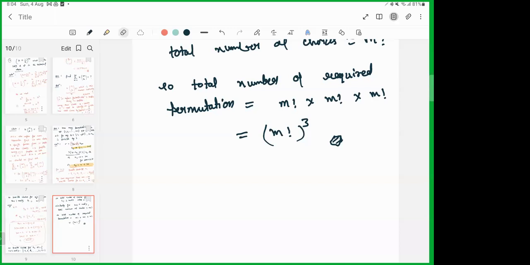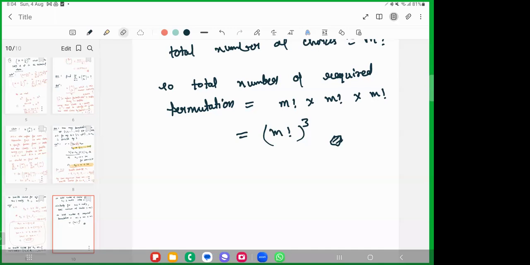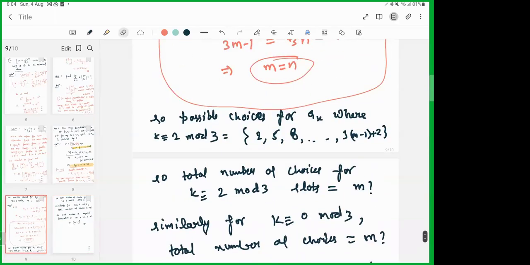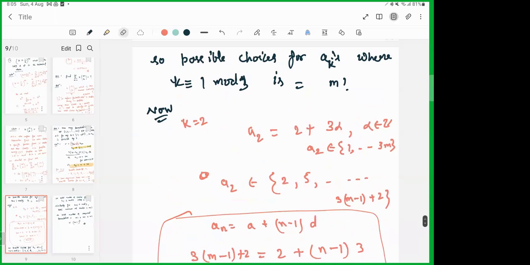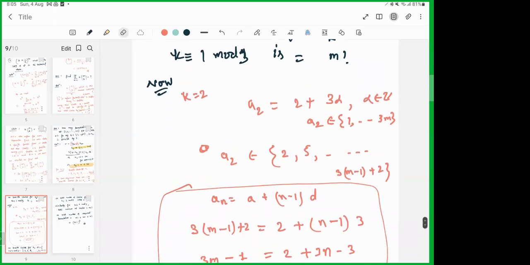So the possible choices for such a permutation is exactly m factorial times m factorial times m factorial by the product rule. Yes, now I understood. Understood. To the others, is it clear or any doubt? Yes, it's clear. Okay.